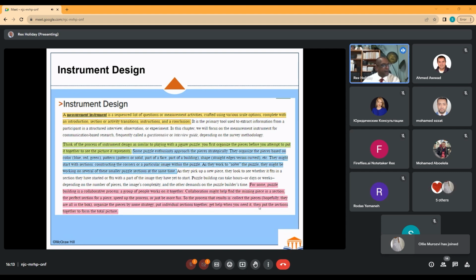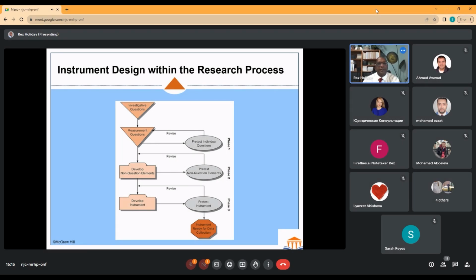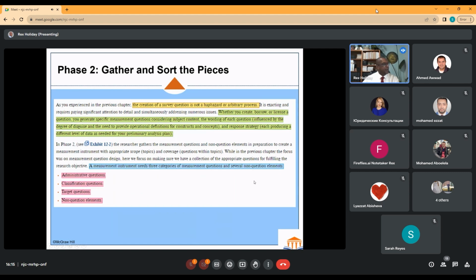For some, puzzle building is a collaborative process. They work in groups, a group of people works on it together. Collaboration might help find a missing piece in a section. We talked about this last week as well, but good review.